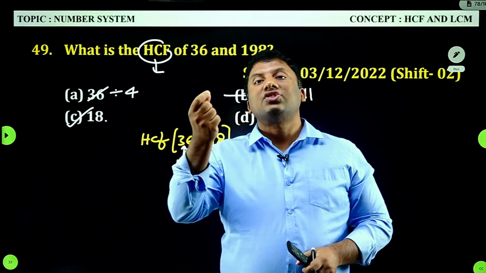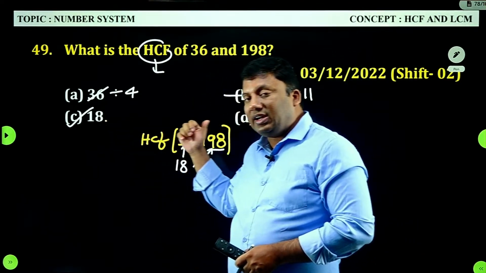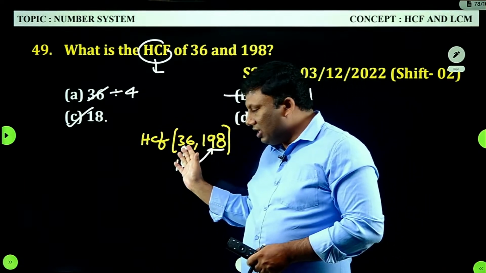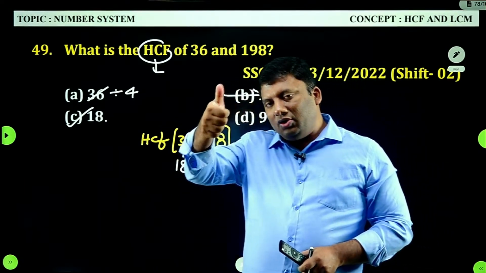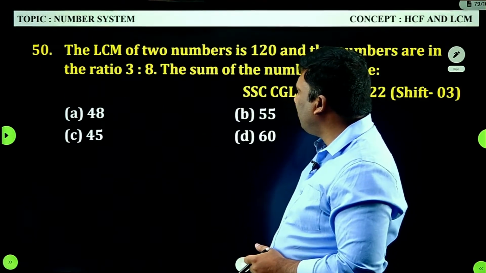What is the highest common factor? Highest among 18 and 9 is 18. The answer is 18. Are you all with me? Similarly, you can also do LCM. That also we will discuss.